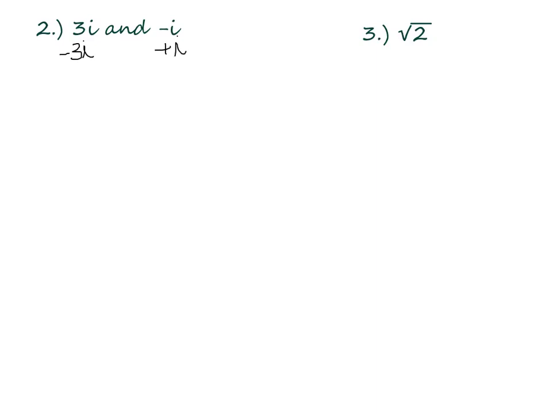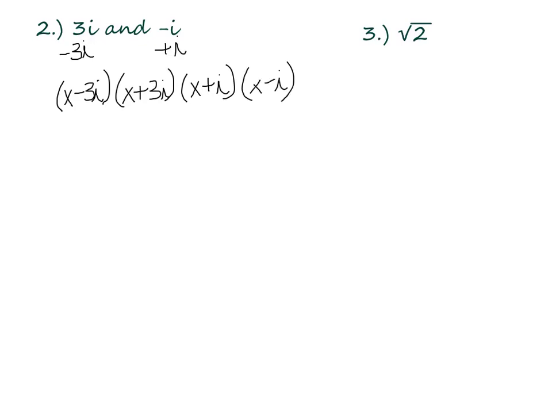So now I'm going to write my factors. So for 3i, I have x minus 3i. For negative 3i, I have x plus 3i. For negative i, I have x plus i. And for positive i, I have x minus i as factors. Again, I have the opposites of what it appears to be. Now I'm just going to take 2 at a time and multiply them together.